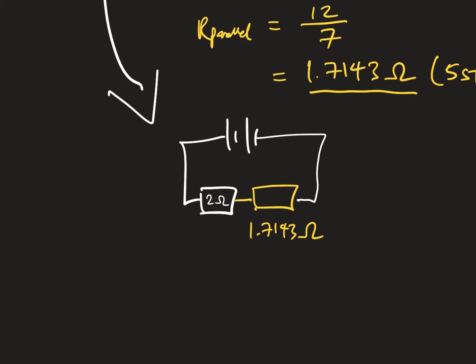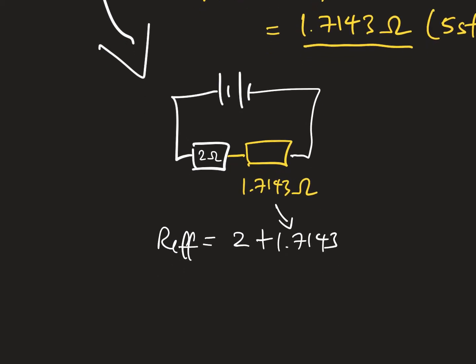Then we can say our R effective, the total resistance of the whole circuit, is 2 plus 1.7143. I just brought this down. And that gives me 3.7143. And let's just put it to 3 SF.